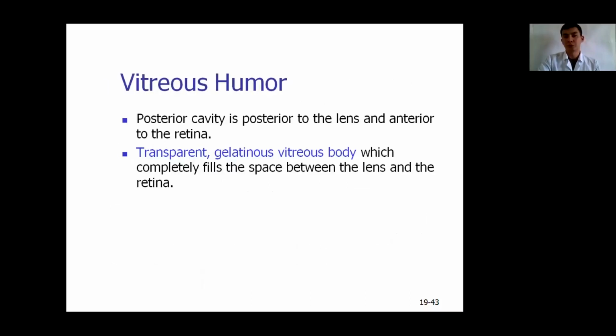Vitreous humor or vitreous body. The vitreous body is the posterior cavity, placed posterior to the lens and anterior to the retina. It is transparent. It is a gelatinous body which completely fills the space between the lens and retina.